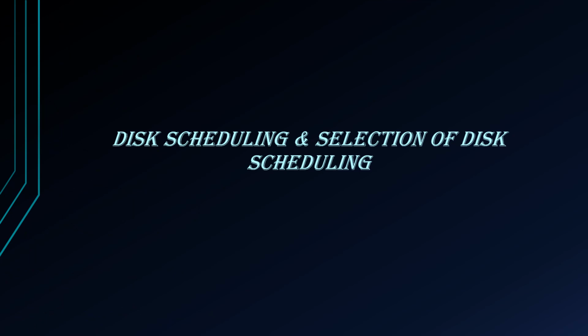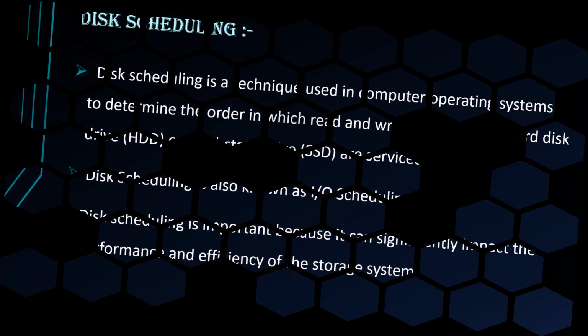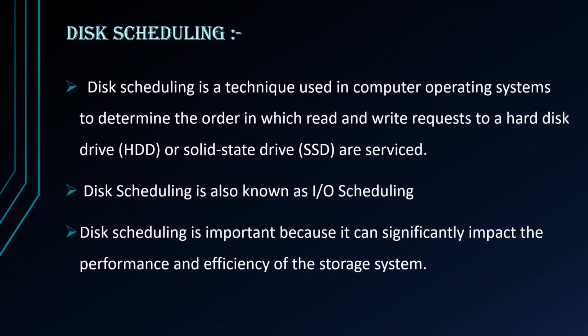Disk scheduling and selection of disk scheduling. Disk scheduling is a technique used in computer operating systems to determine the order in which read and write requests to a hard disk drive or solid state drive are serviced. Disk scheduling is also known as input output scheduling. It is important because it can significantly impact the performance and efficiency of the storage system.